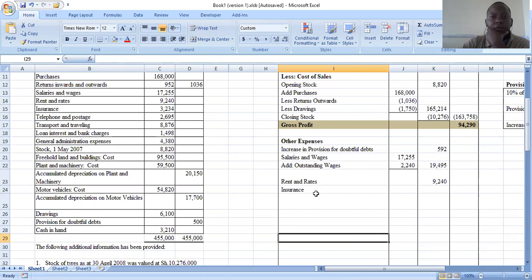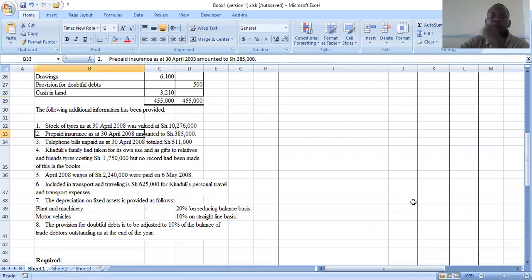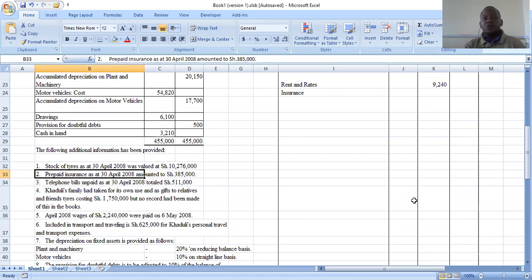Insurance. Do we have any adjustment for insurance? Kama tuko pamoja. Any adjustment for insurance? We have number 2, prepaid insurance. Prepaid insurance. And we said for prepayments is that we have an excess in the affected account.